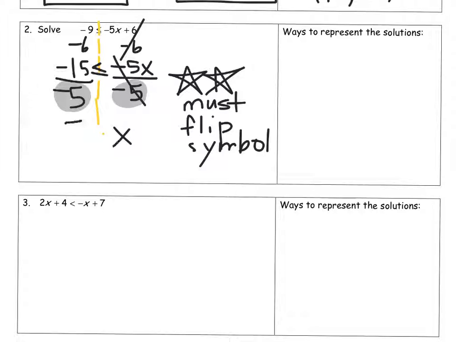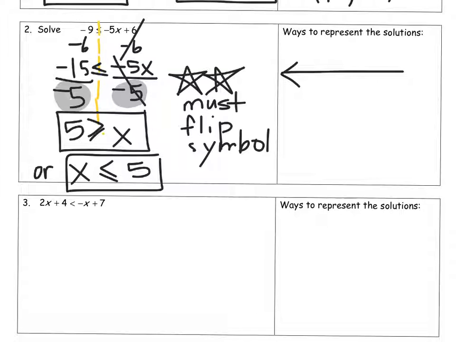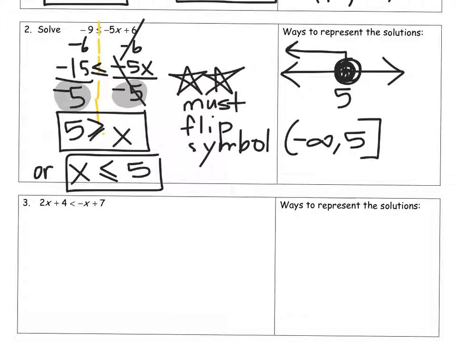-15 divided by -5 is +5. And my symbol, which started as a less than or equal to, has to switch direction. All right, and now remember, I can also write this, and this is totally separate. I can also write this with the x and the 5 this way and make my symbol face the other direction like that. All right, so on the number line, 5 is shaded in, and I'm graphing all the values less than 5 that way. My interval is -infinity to 5 with a bracket.